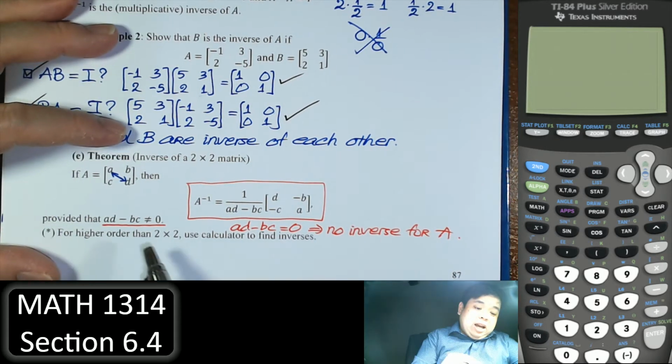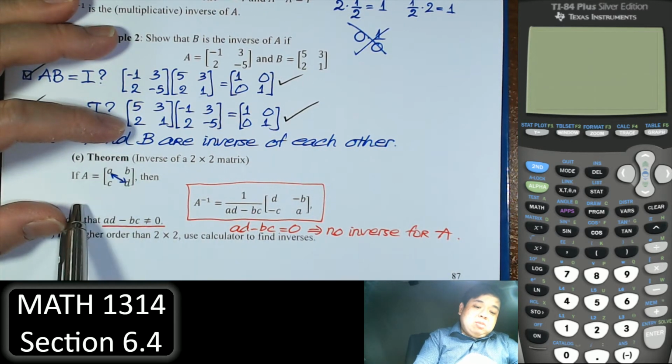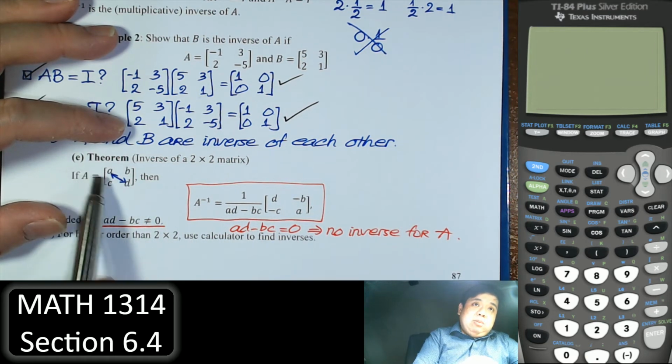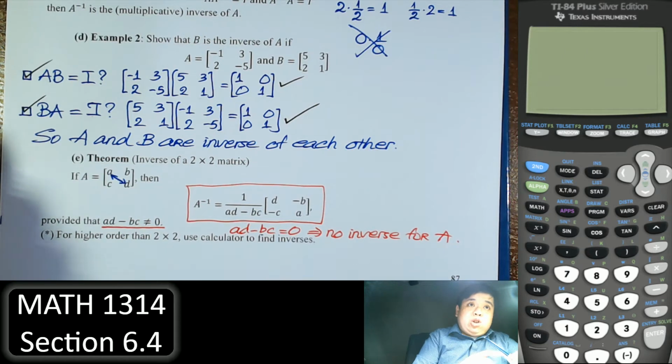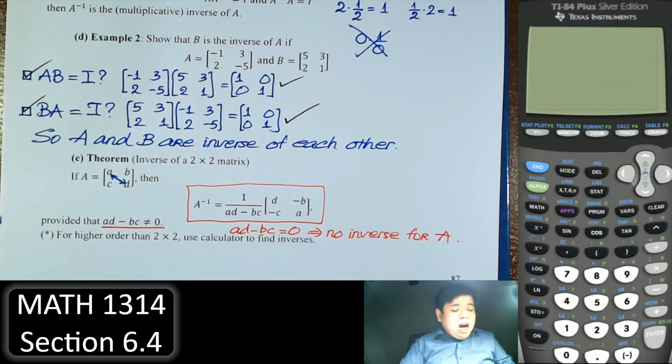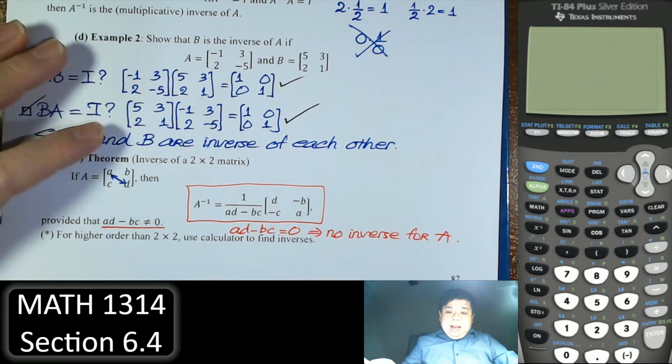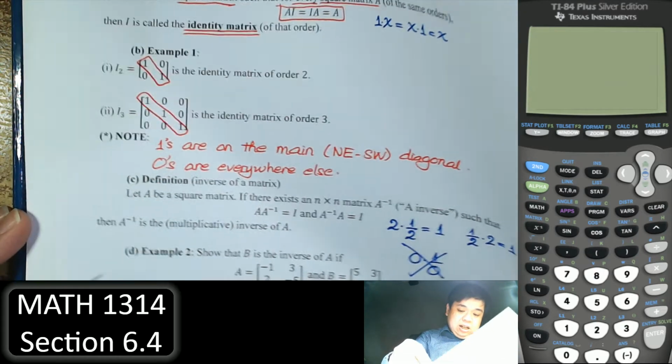So once again, 1 over ad minus bc, and then on the main diagonal we change the places, and the other we change the signs. But the bad news is this only works for 2 by 2. If it's more than 2 by 2, we're just going to use a calculator, because doing it by hand will take a lot of work, and we will not cover that in this class.